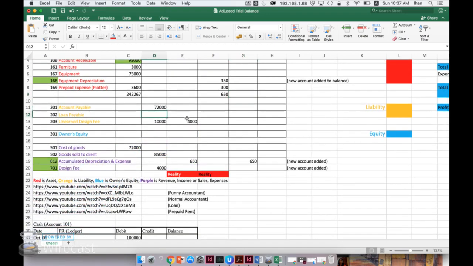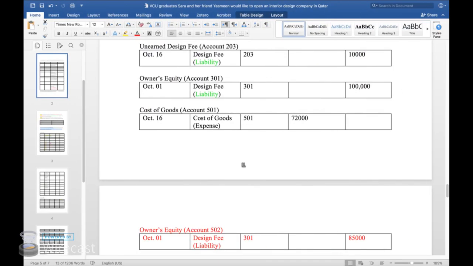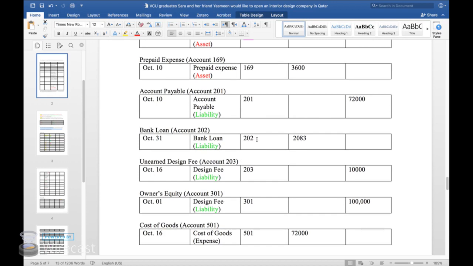And here, accounts payable, there's a loan payable. Let's check account 202. Okay, account 202, we have a loan payable. No, bank loan, account 202. Okay, bank loan.